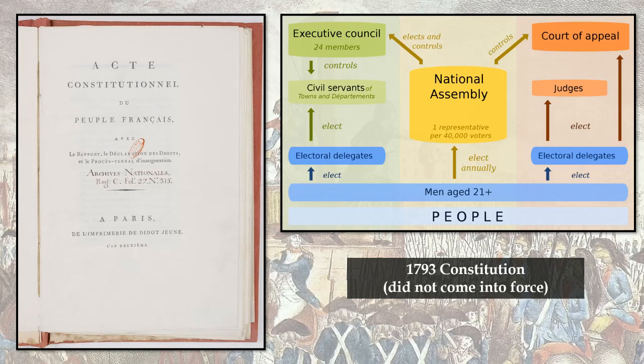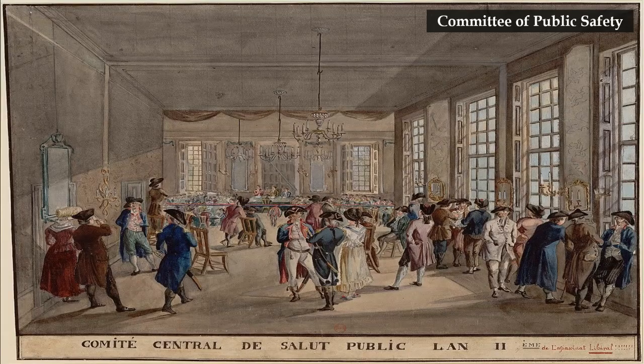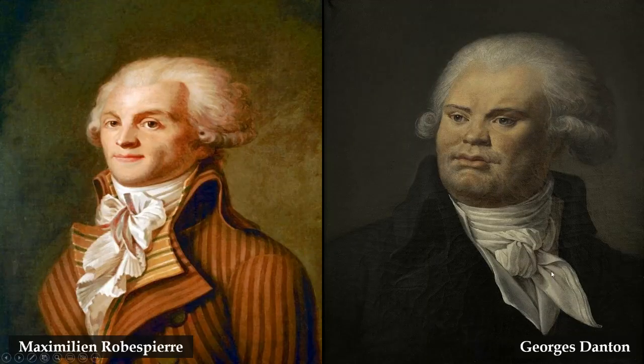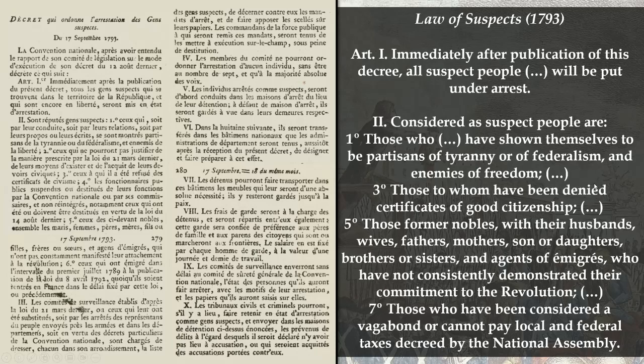And with this constitution, there's going to be an executive council. Well, it did not come into force because there was no time, but the government is going to be led by an institution called the Committee of Public Safety, led by the Jacobin leader Maximilien de Robespierre, with also some other important Jacobin leaders like Georges Danton, who is going to be killed.